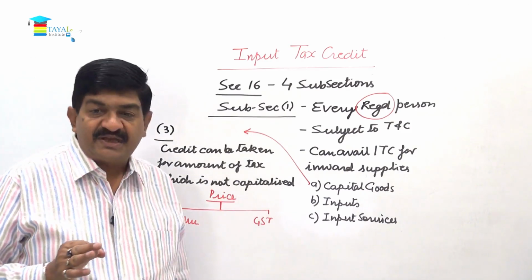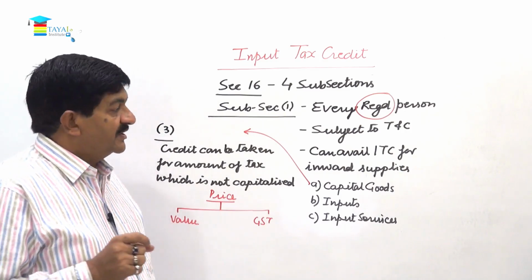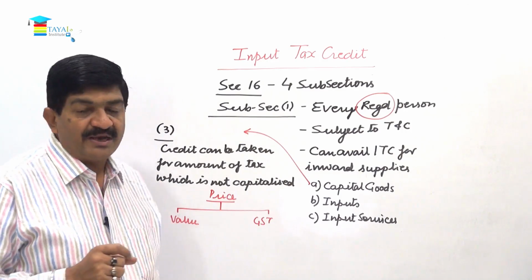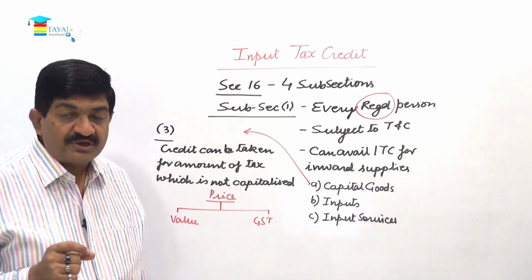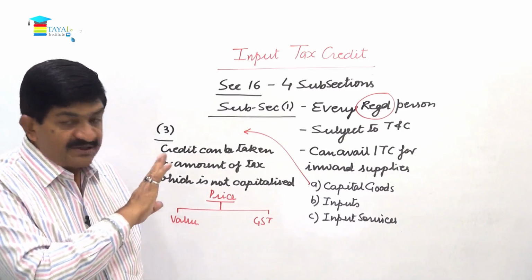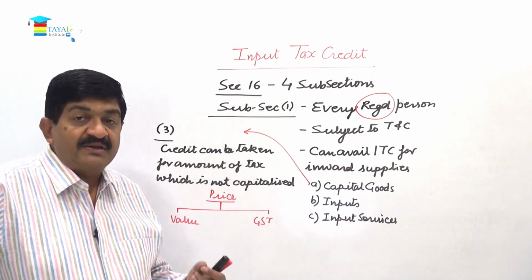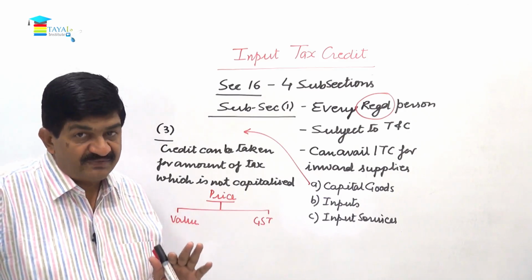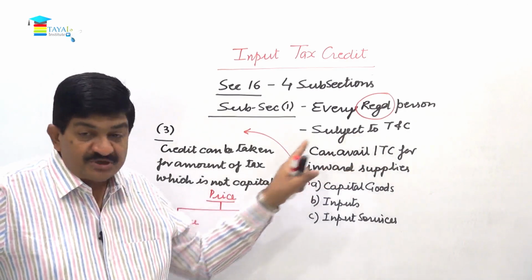So subsection 1 says every person who is registered, subject to prescribed terms and conditions, can avail input tax credit for all inward supplies, and those are capital goods, inputs and input services. So before availing credit, you have to ensure that those are capital goods, inputs or input services within the meaning of the definition. And in the terms and conditions, when we go to section 17, there is a concept of blocked credit also, meaning the credit is not available on certain goods and services. Why? That we'll discuss in section 17 only. So that's why it is subject to terms and conditions.